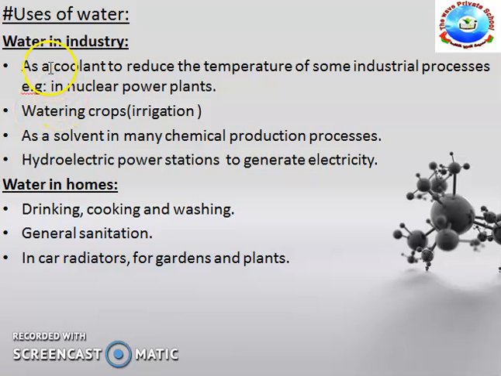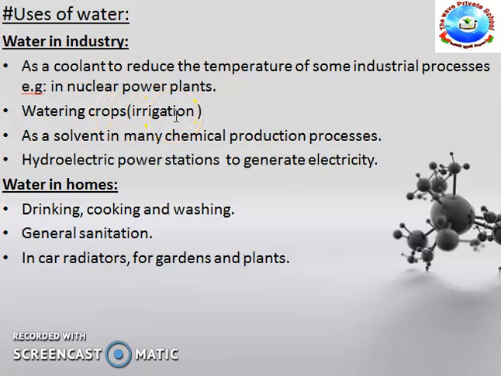Now see, water in industry and water in homes. You can see in industry, water is used as a coolant to reduce the temperature of some industrial processes, like in big factories where there are big temperature coolants. So to reduce the heat, the water is used as a coolant.